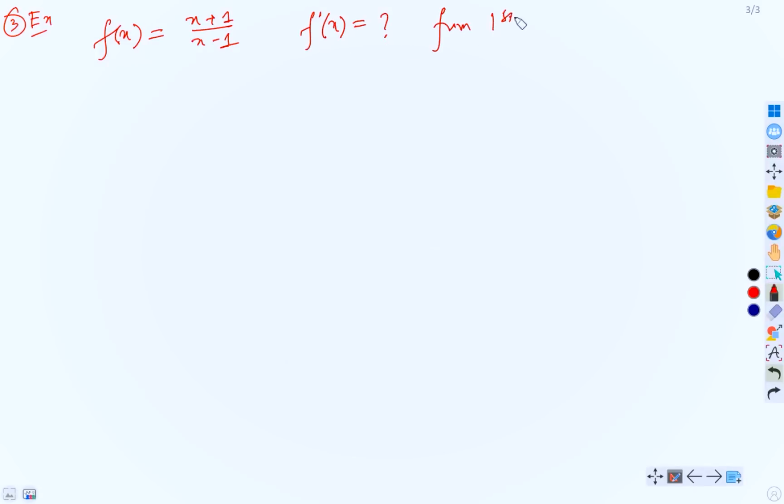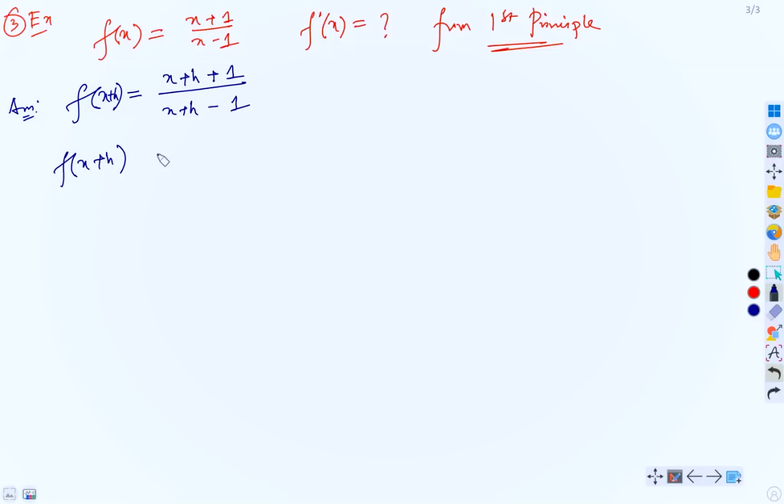From first principle, okay? Starting from the definition, we have f x plus h, as I mentioned, just replace x by x plus h, that's all. X by x plus h. And we already have f x. Therefore, if we now calculate the ratio f x plus h minus f x, you try this yourself, okay?